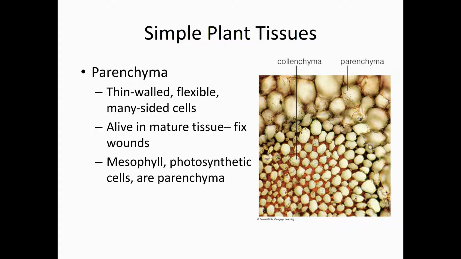Now we're going to talk about some specific plant tissues in a bit more detail. We've got a picture here of a microscopic view of a plant. We've got here the parenchyma. Parenchyma is thin-walled, flexible cells. They're alive in the mature plant.